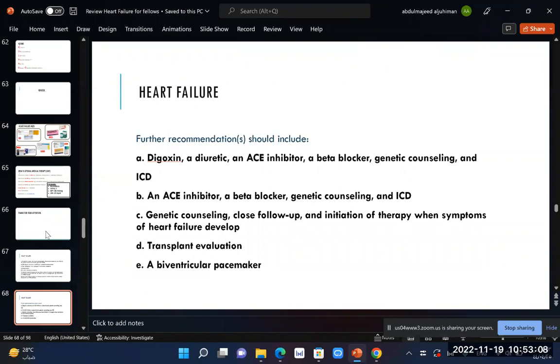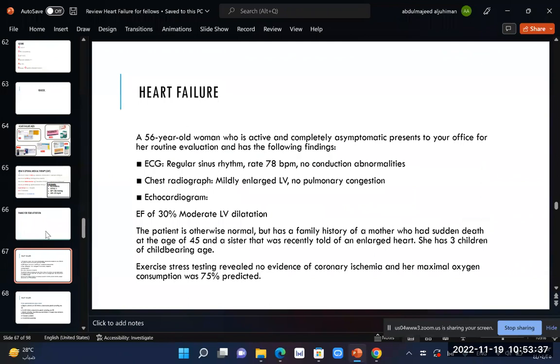Further recommendation should include: A. Digoxin, diuretics, ACE inhibitor, beta blocker, genetic counseling, and ICD. B. ACE inhibitor, beta blocker, genetic counseling, and ICD. C. Genetic counseling, close follow-up, and initiation of therapy when symptoms of heart failure develop. D. Transplant evaluation. And E. Biventricular pacemaker. So we'll go back to the question so you can read it.